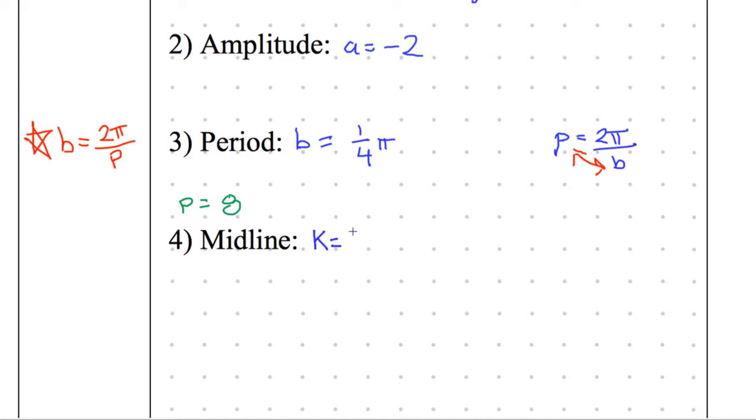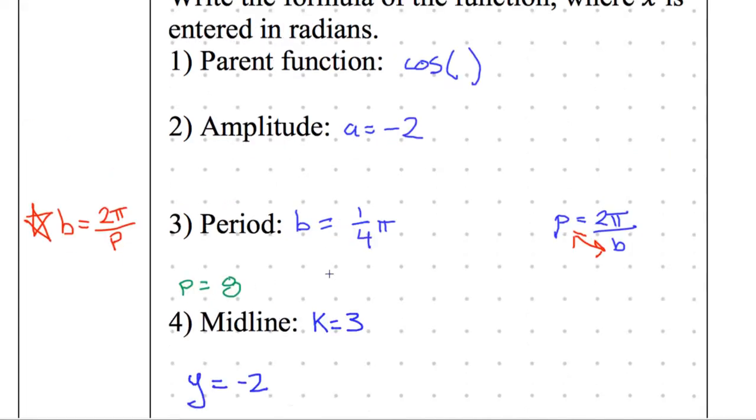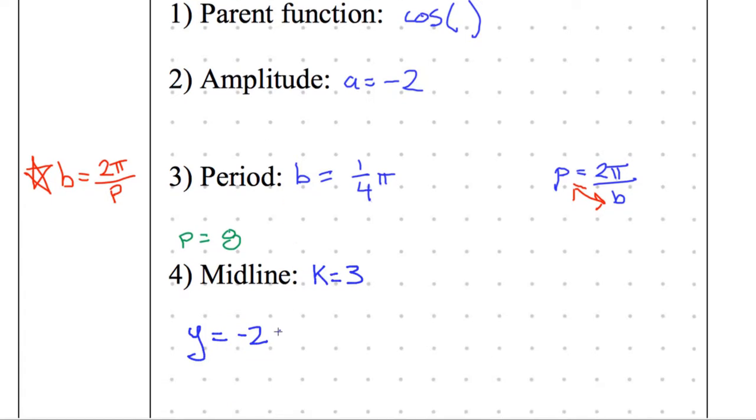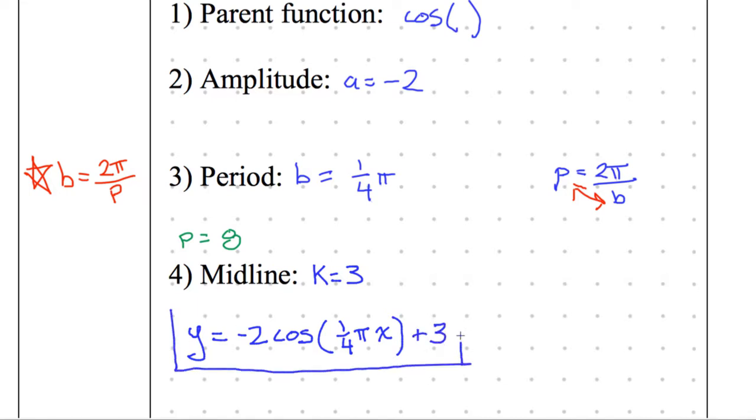And then I need to put all these pieces together. So my function is y equals -2, that was my value of a. Then I do my parent function. My parent function was cosine. It's going to be b times x. So it's going to be 1/4 of pi times x. Or I could do pi over 4x. Or pi x over 4. All of those are fine. Then I need you to add the value of k, so plus 3. And there I have my final equation.